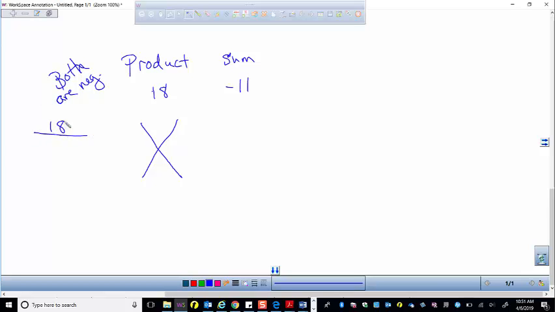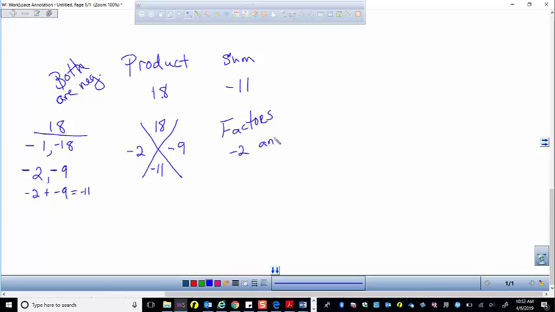So like 18. 18 is 1 times 18. If I make them both negative, I do not get negative 11 when I add them together. So then I have 2 and 9. And I know both of them have to be negative because I want a positive product and a negative sum. Now a negative 2 plus negative 9, that's negative 11. So my product is 18, my sum is negative 11. My factors are negative 2 and negative 9.